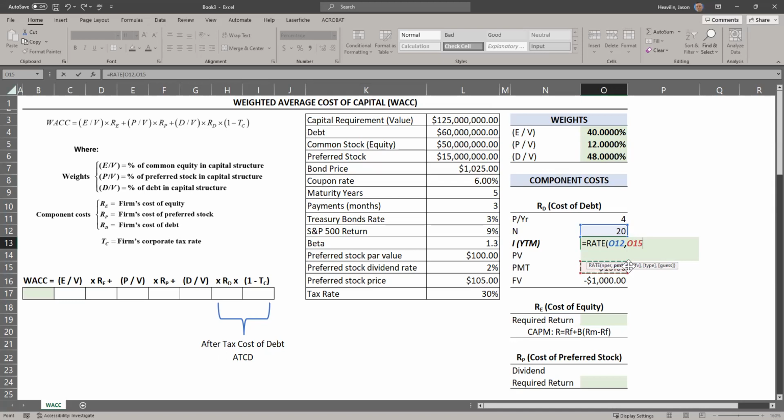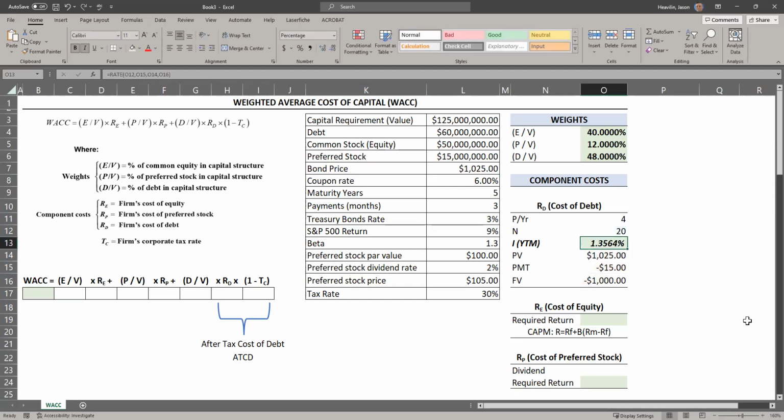Then it wants the present value. Once I finish the function, I'll show these again so you can see them properly, but it's using the present value that we have there, which is negative 1,025. Then we have the future value. And we're not going to do the type because we'll assume end period unless specified. So you leave it blank, Excel will assume end period.